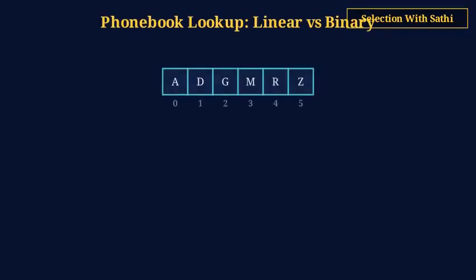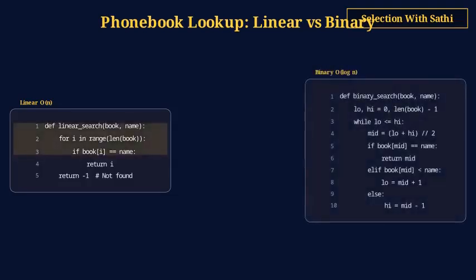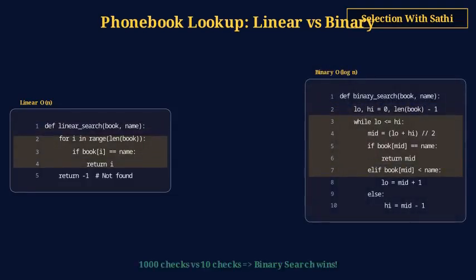Let's see a practical example to understand why DSA matters. Imagine you have a phone book with 1000 contacts and you need to find a particular name. The naive approach is linear search. You start from the first contact and check each one by one. In the worst case, you check all 1000 entries. That's O of n, so 1000 comparisons.